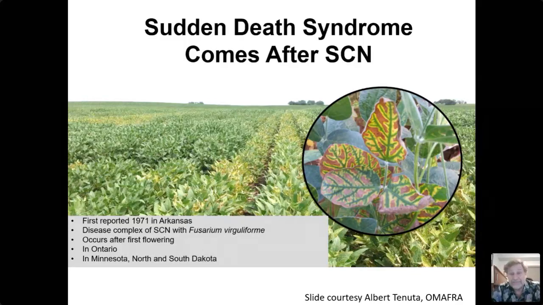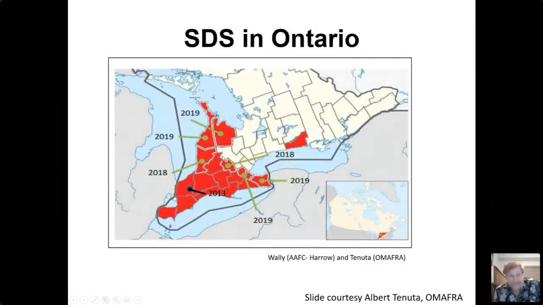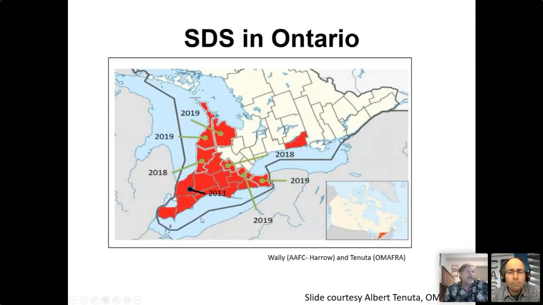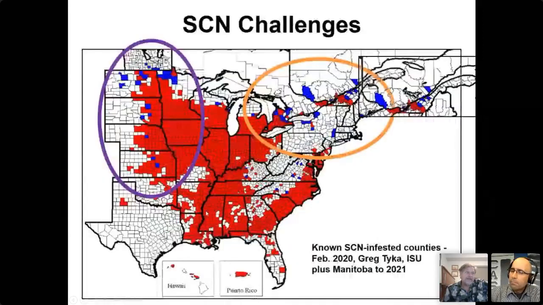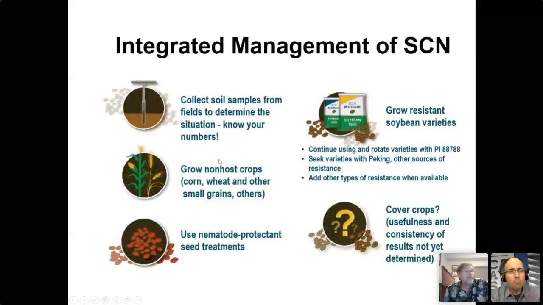Now, my colleagues in North Dakota have just found it right at the border with Manitoba. So now this is something that we need to contend with in Manitoba. And of course, Ontario has already been contending with sudden death syndrome. Anyway, now we can update this with Manitoba up here, with the great march northwards. Integrated management of SCN is required.